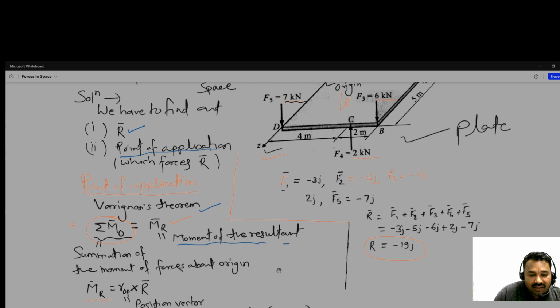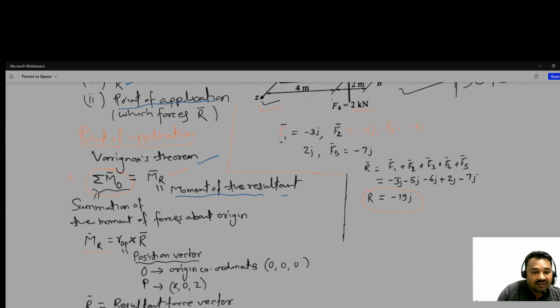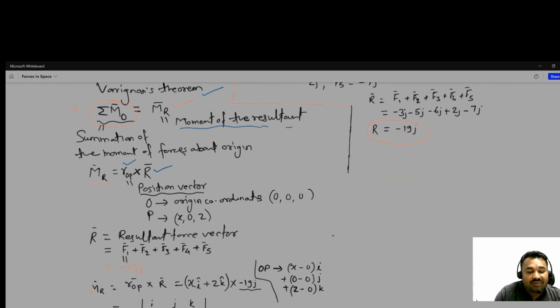So moment of resultant is what? It is position vector OP multiplied by the resultant. Then what is resultant? And before that, position vector. So position vector is OP, and P is some coordinate, suppose. Okay, that we don't know, we are assuming. And P is equal to x 0 z, because it lies in the xz plane. Okay, so this is position vector.